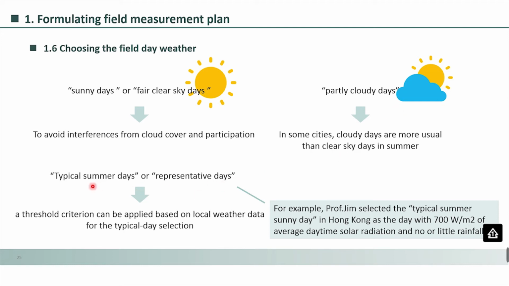Some researchers will also choose the typical summer days, or so-called representative days. For this method, I think a threshold criterion should be applied based on the local weather data. For example, Professor James selected the typical summer sunny day in Hong Kong as a day with 300 watts per square meter of average daytime solar radiation and no or little rainfall.